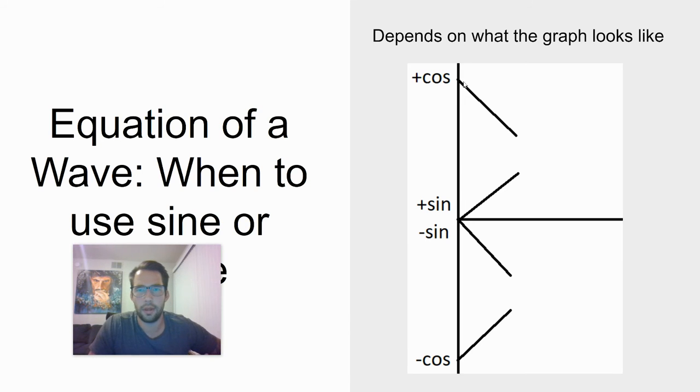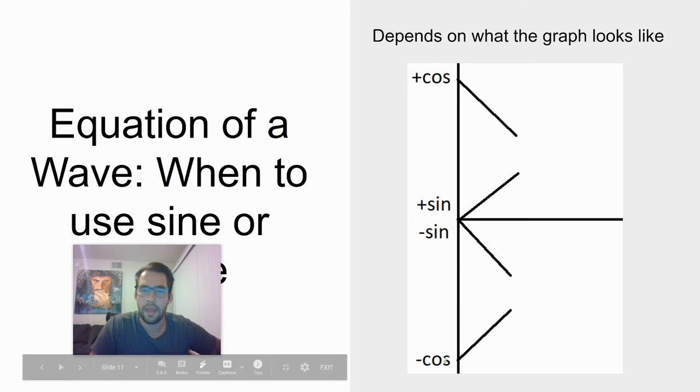So if I have a wave that looks like it's starting from the top and going down, it's going to be a positive cosine that I plug in my equation. If it starts from the middle and goes up, that's going to be a positive sine. If it starts from the middle and goes down, that's going to be a negative sine. And if it starts at the bottom and starts going up, that is going to be a negative cosine.